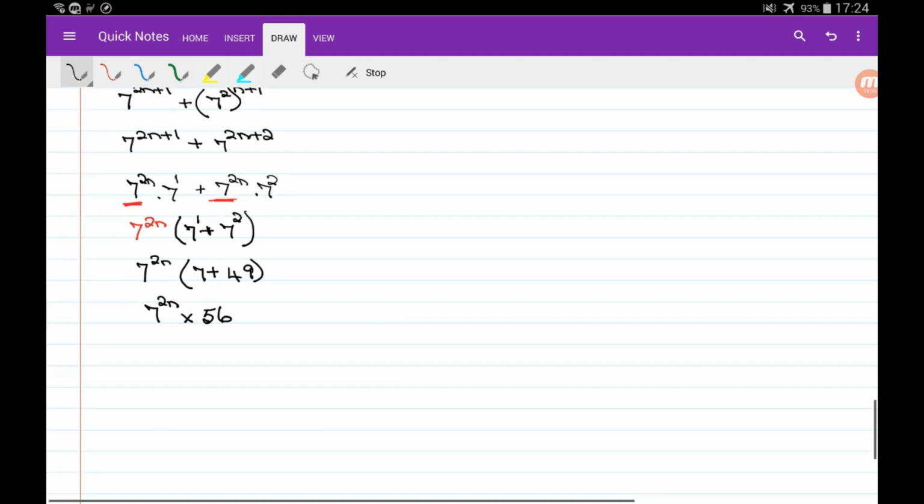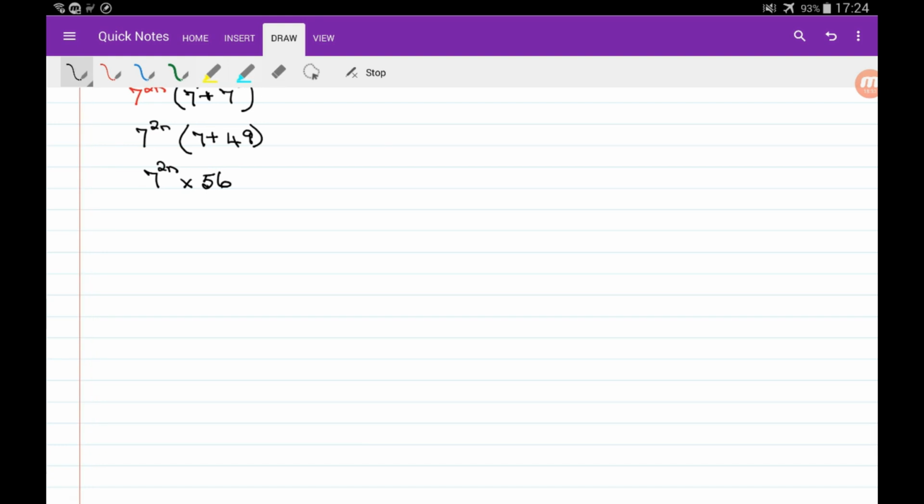I want to do two more examples with you just to reinforce the concept. So this is question 3 from the worksheet. 3 to the power of 2n plus 2 multiplied by 5 multiplied by 3 to the power of 2 to the power of n. In this case, all my bases are multiplied. I want to use my exponential laws.